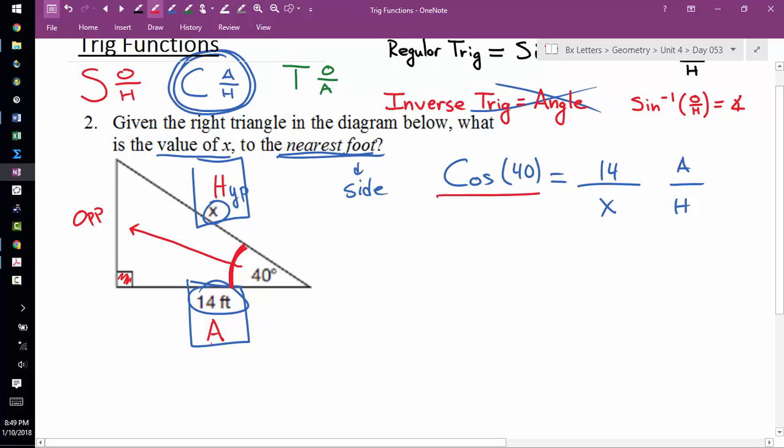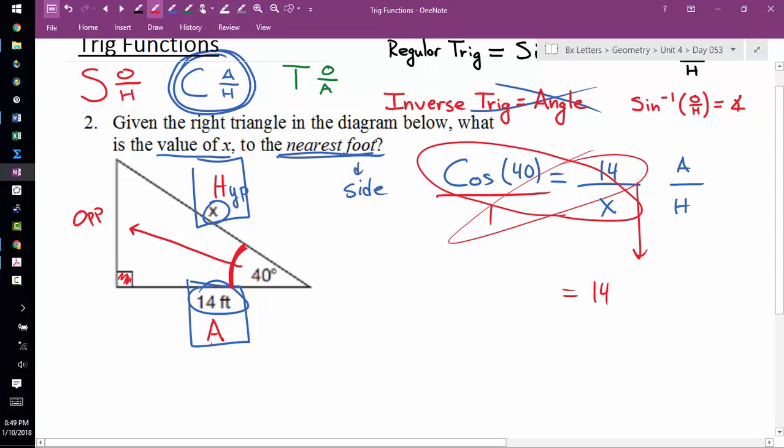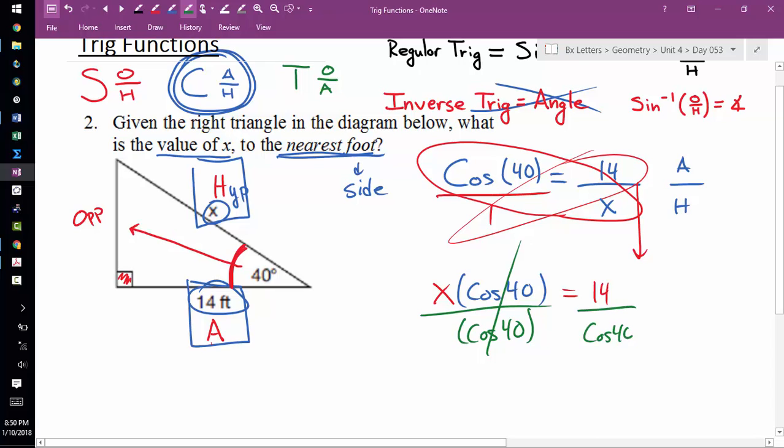I'm going to turn cosine into a fraction and just put it over 1. I'm going to cross multiply. This will become 14, and here we're going to get x times the entire cosine of 40. I'm solving for x, so I have to undo that multiplication with its inverse operation, dividing. So I'm going to divide both sides by the cosine of 40. And I can see x is going to equal 14 divided by the cosine of 40.